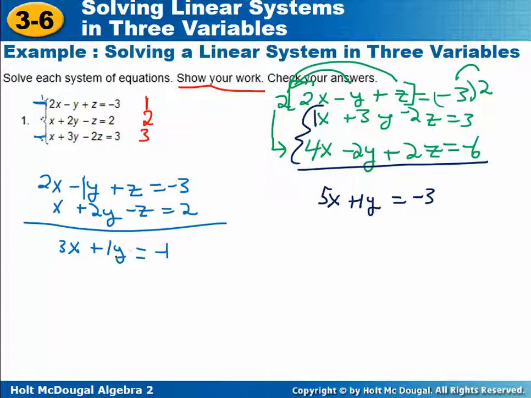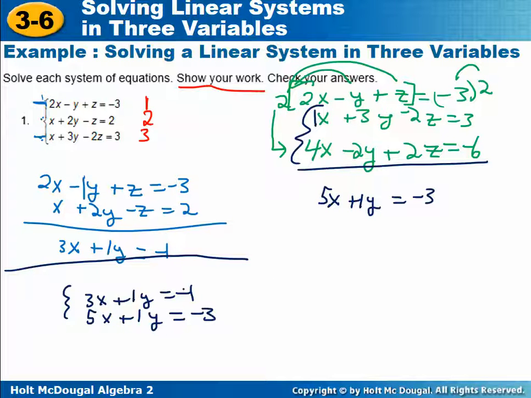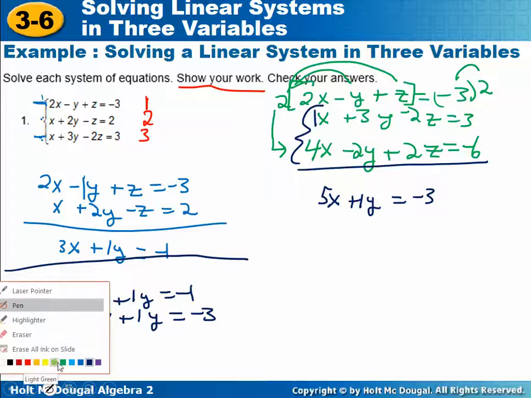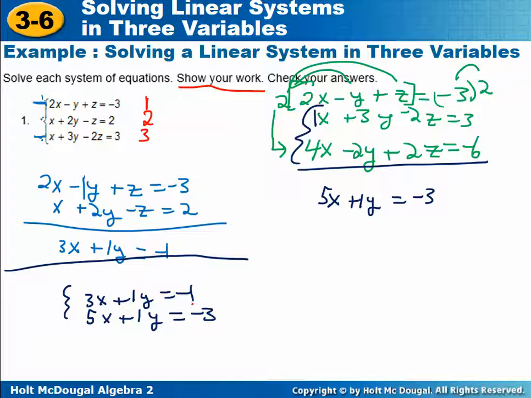So I now have a whole new set of equations. Let me write them. I have 3x plus 1y equals negative 1, and now I have 5x plus 1y equals negative 3. It's almost like we're starting over. We have a new problem to do. This is just like you did in 3.2. You can solve this with either elimination or with substitution. I like elimination, and it's almost set up for elimination, so I'm going to use that. I have a plus 1y and a plus 1y, so if I could just make one of them negative, I'd be good. So I'm going to multiply everything on the top by a negative 1.